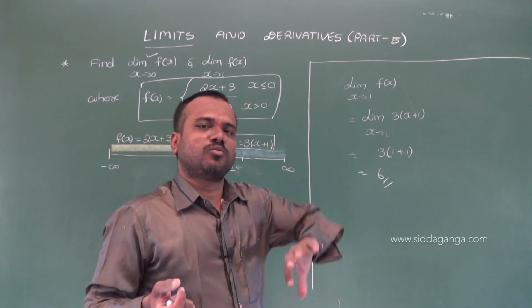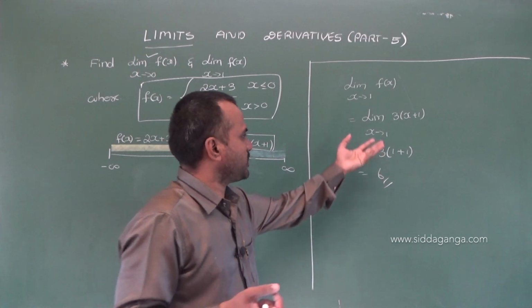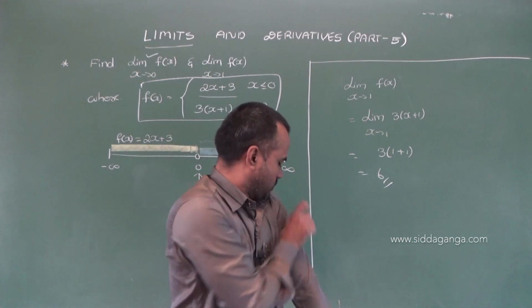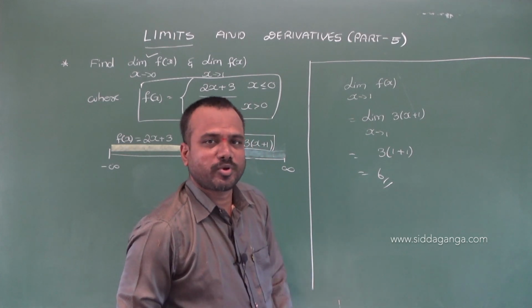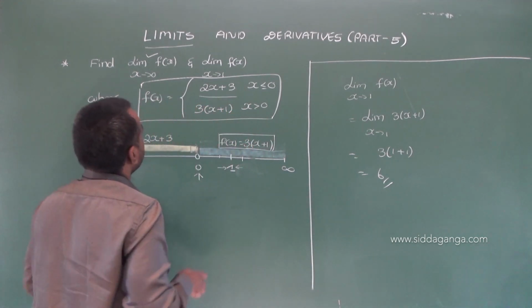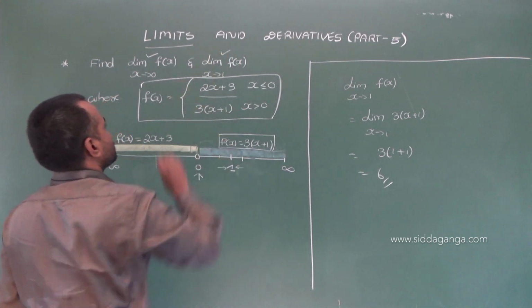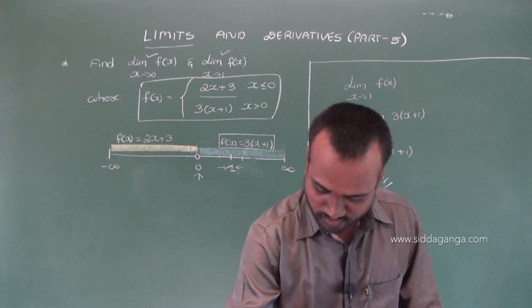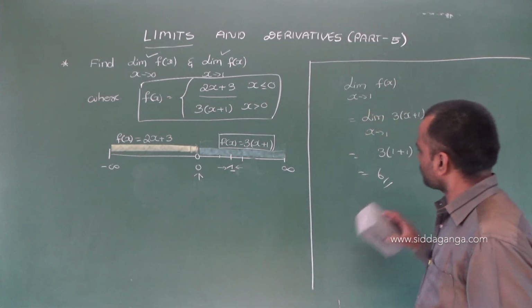In this case, what we solved in the previous problem, the same method: substitute the value. So the answer is 6. Got my point? This is the value we are finding: limit x tends to 0 of f of x as well as limit x tends to 1 of f of x. See this problem? Next problem.